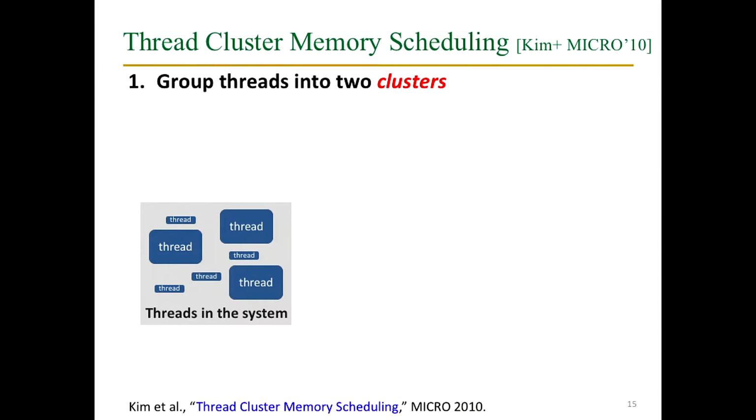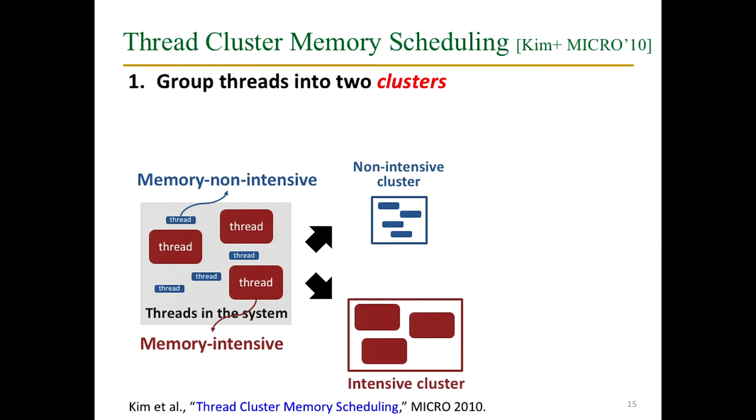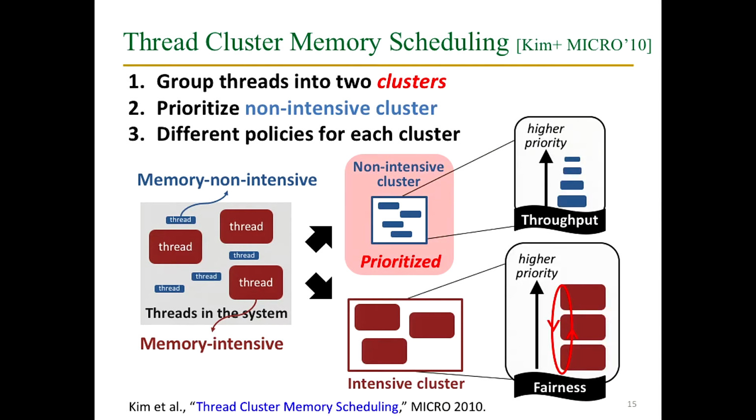We grouped threads into 2 clusters because threads had different behavior, memory-intensive and memory-non-intensive in this particular case. But you could actually make this even more heterogeneous, right? And the non-intensive cluster had a different policy. It was prioritized. And within the cluster, the less intensive threads were prioritized over others such that you could get the highest throughput possible. And within the intensive cluster, we shuffled the priority between the threads, or ranking between the threads, such that none of the threads became the top elephant for a long time.